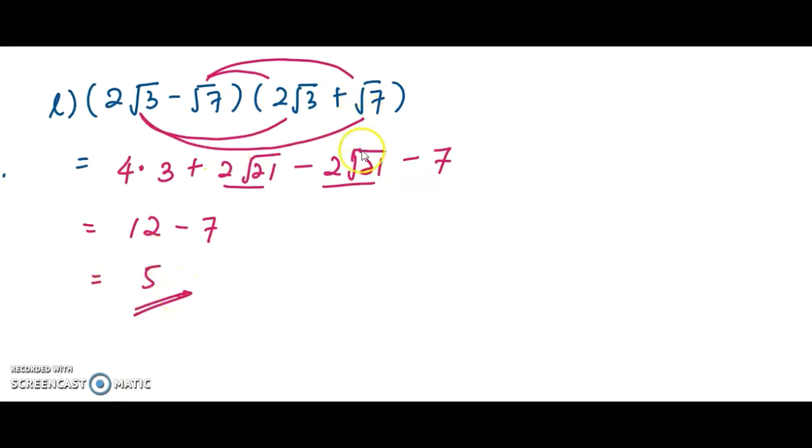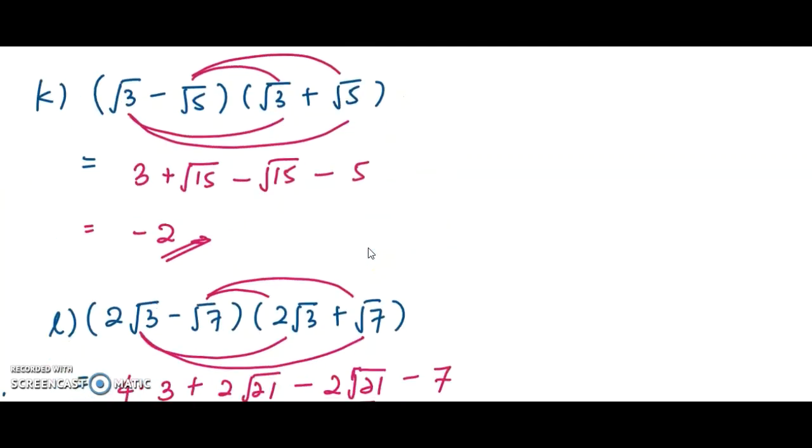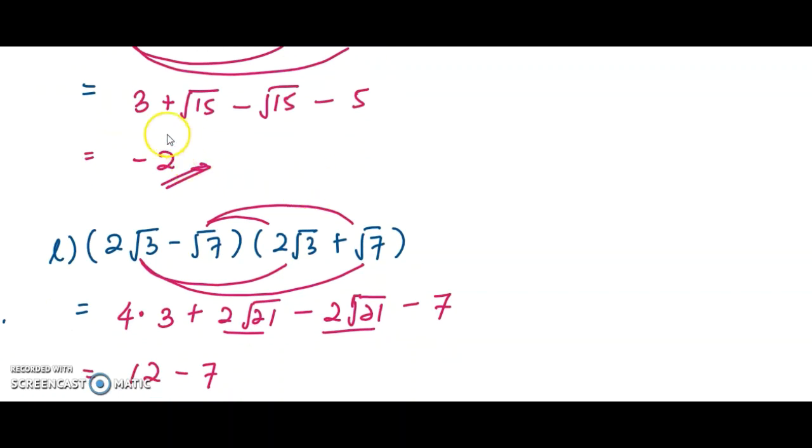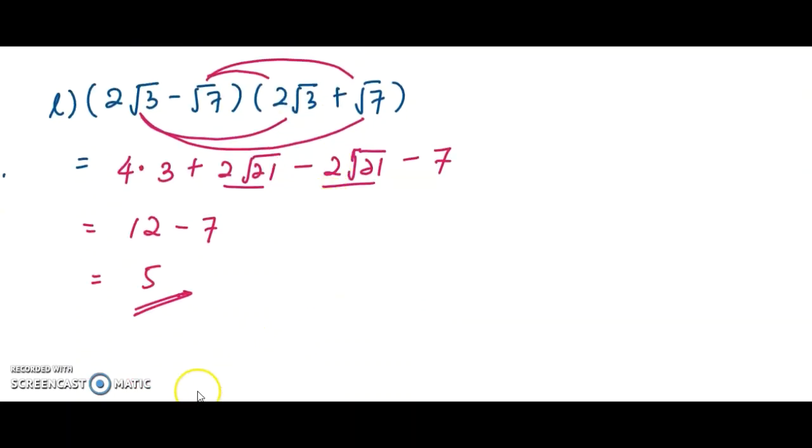So I want to draw your attention to these two questions. For K and L, there is a similarity between these two questions, because you can see that one factor is a negative, the second factor is a positive, and the first term and second term are actually having the same surd number. When you have this case, normally when you expand it, automatically you will get just a real number, just an integer without the surd number. Alright? Thank you for watching.